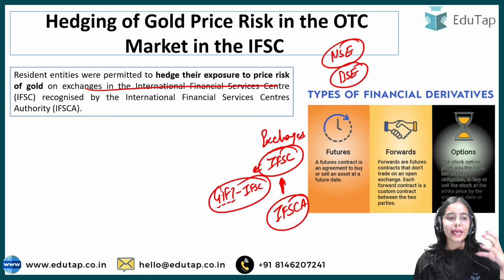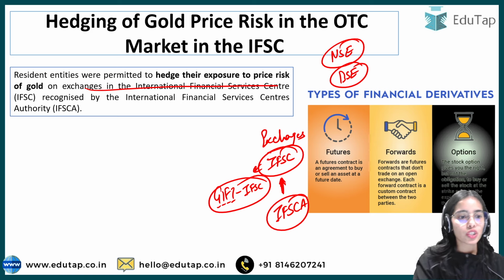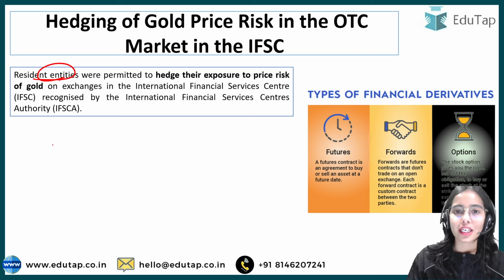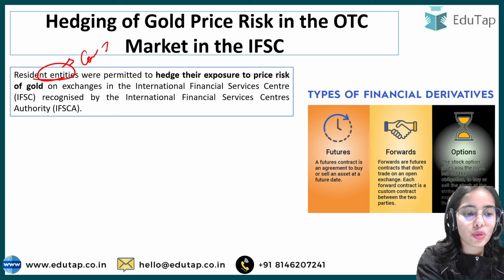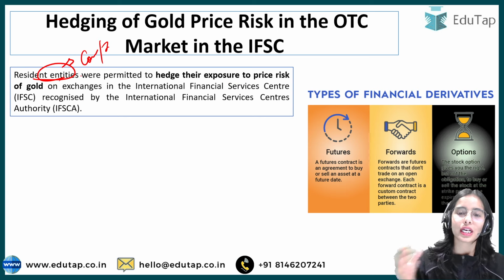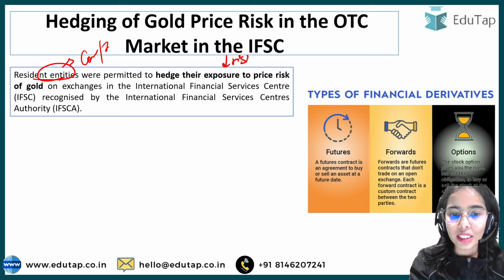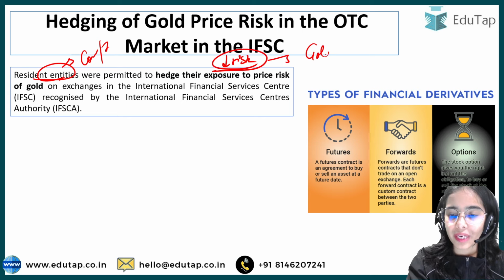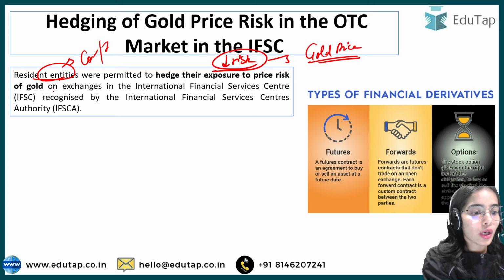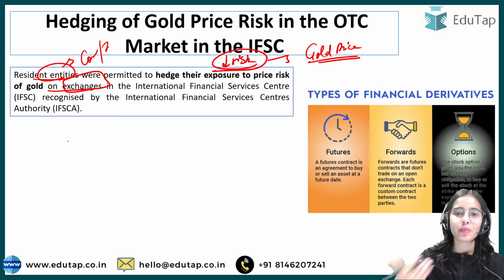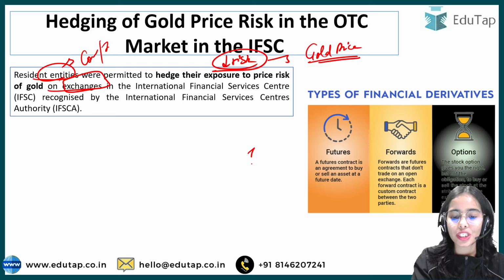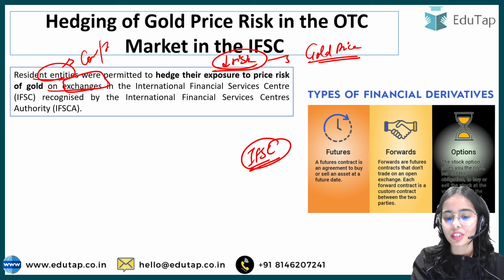The Reserve Bank of India has said that resident entities other than individuals, such as companies and jewelers, like Kanishk, there are different jewelers, can reduce the risk of the gold price on the exchanges, such as the NSE and BSE in our country. Similarly, there are exchanges in the IFSC, the International Financial Services Center, that are regulated or recognized by the IFSCA.